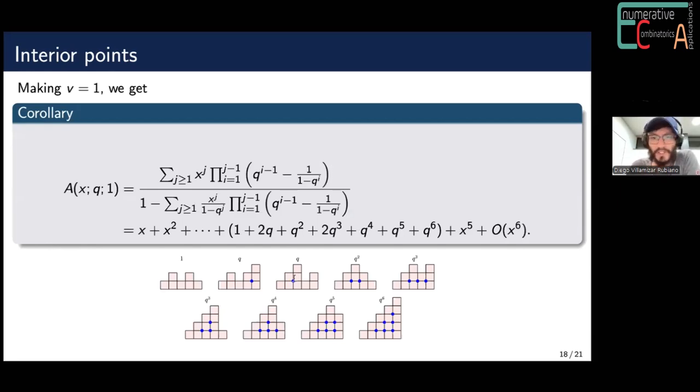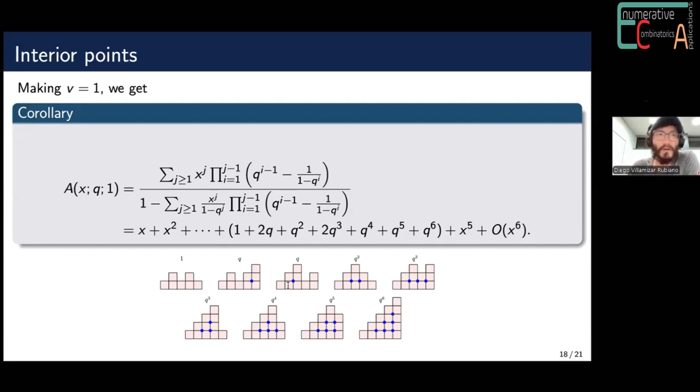Okay. So for example, here you have the polynomial. Here are labeled. So for example, this 2 means that there are 2 Motzkin polyominoes of length 5. There are 2 polyominoes of length 5 with exactly 1 interior point.